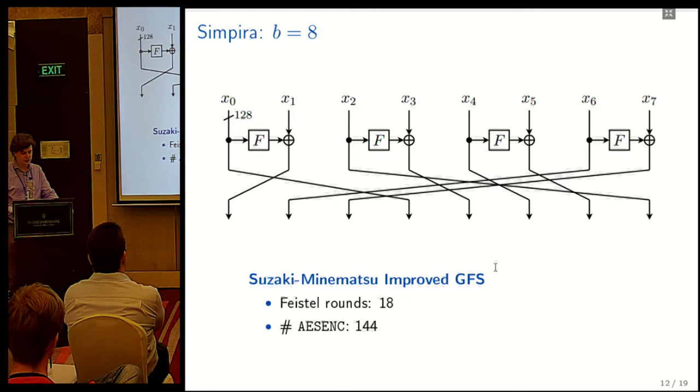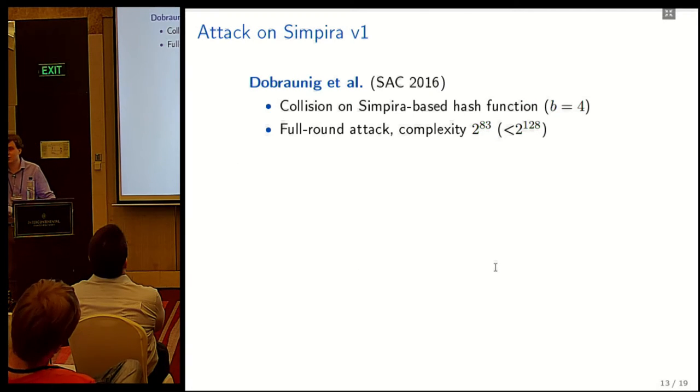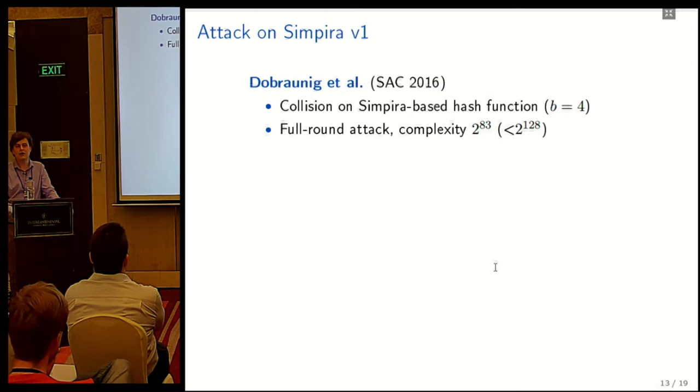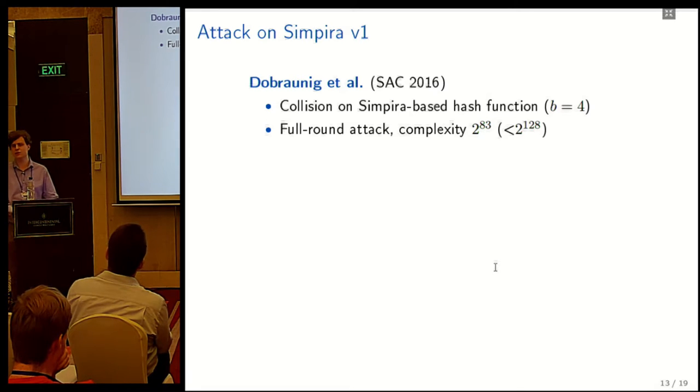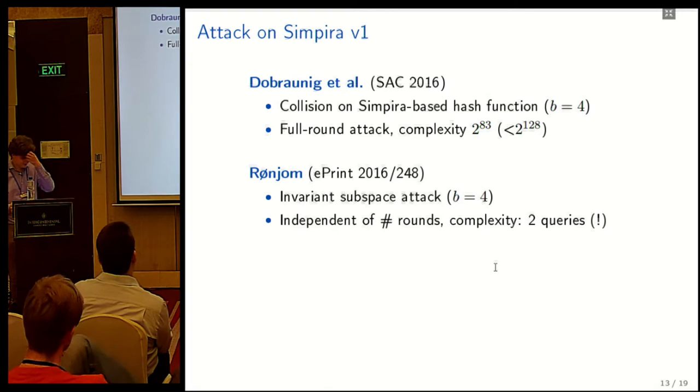In this case, for 15 rounds, and then here you have the variant B equal to 8 using 18 Feistel rounds as part of Simpira. But this is not what we used, because that was the early design that turned out to be broken. A first attack by Dobraunig et al., present in this room, was published at SAC this year and shows a collision on a Simpira-based hash function where the full-round Simpira is attacked with a complexity of 2 to the power 83. We set the security level up to 2 to the power 128, so this version is clearly broken.